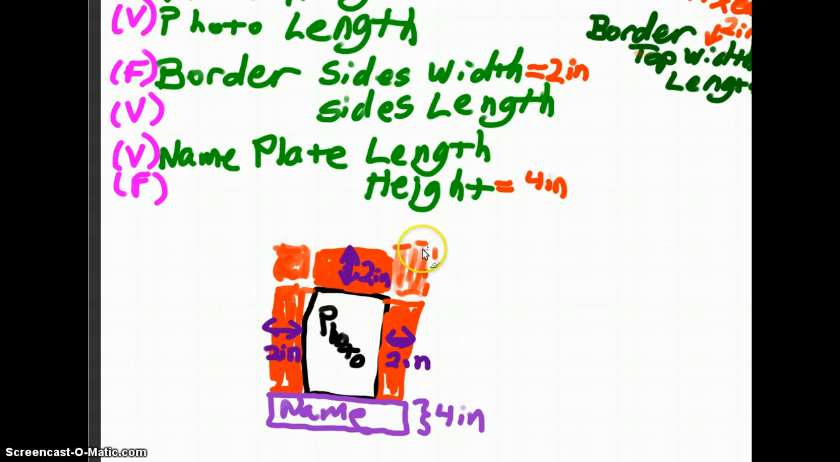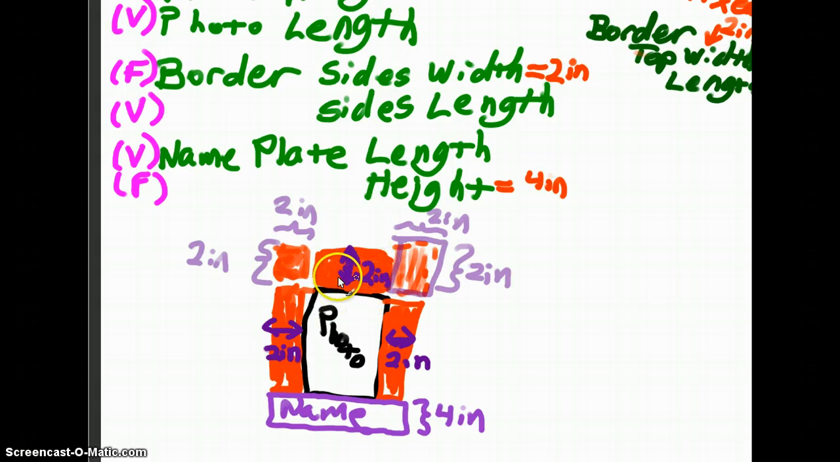That means that these little squares that you see right here, and I'm going to highlight them, which make up the corners of the border, are actually 2 inches high by 2 inches wide, because they have to be the same dimensions as this right here. So this right here is really 2 inches by 2 inches, which means that this little corner right here is also 2 inches by 2 inches. There's a lot going on in this diagram, but really, everything has a label with the exception of the photo right here in black.